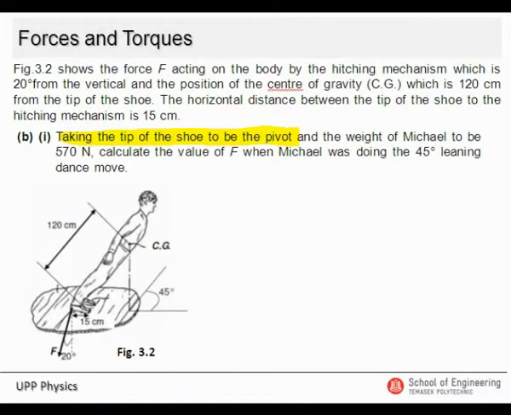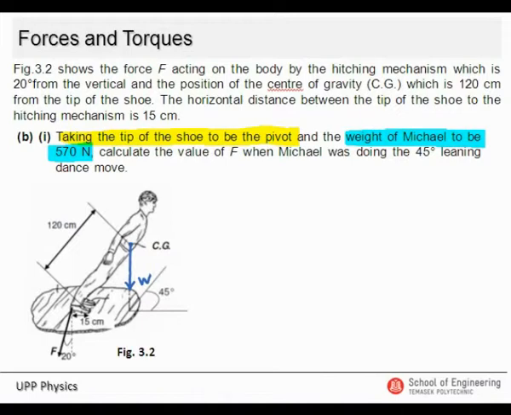First of all, to make solving the question easier for us, we should draw the free body diagram acting on Michael. So, it is given that his weight is 570 Newton. So let's draw the weight of Michael, indicated by this blue arrow here, W.